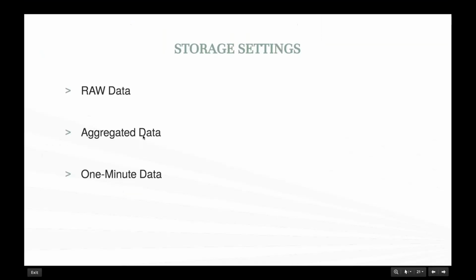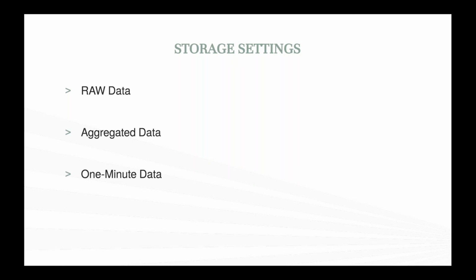And also, if you configure raw data, or if you just enable raw data in the inventory, the last 2 hours of data will be from the raw and not from the aggregated. And the next is, what is aggregated data? How do we store it?